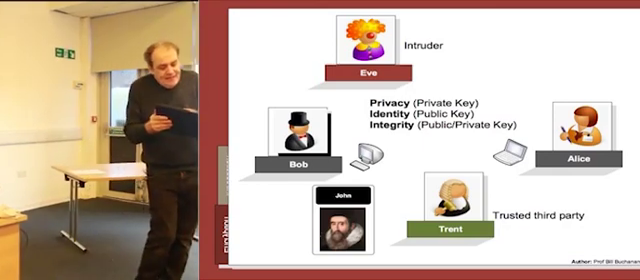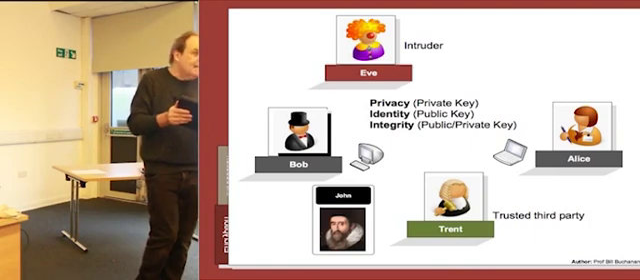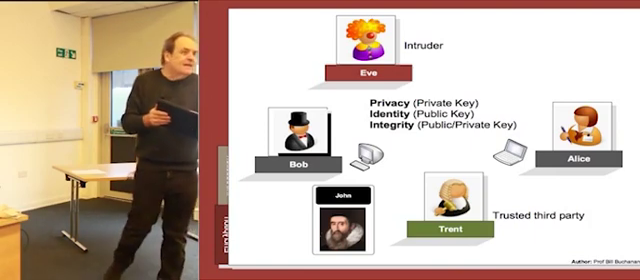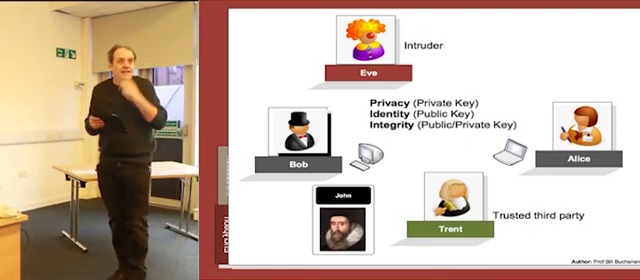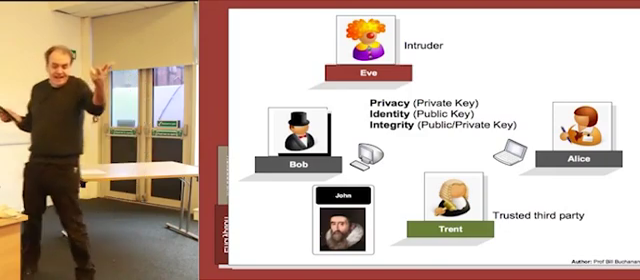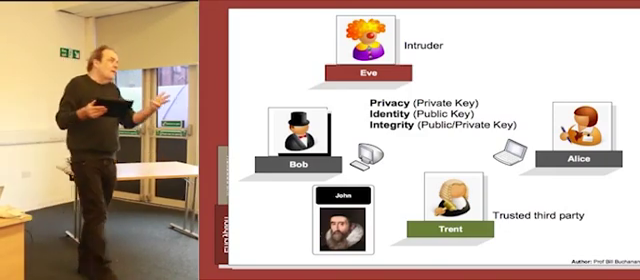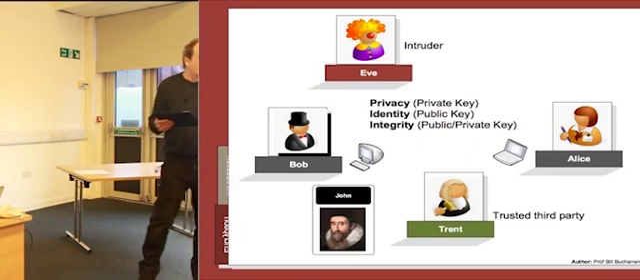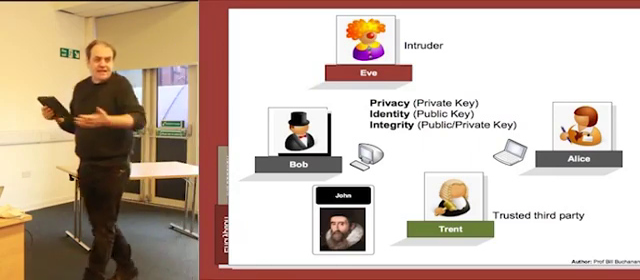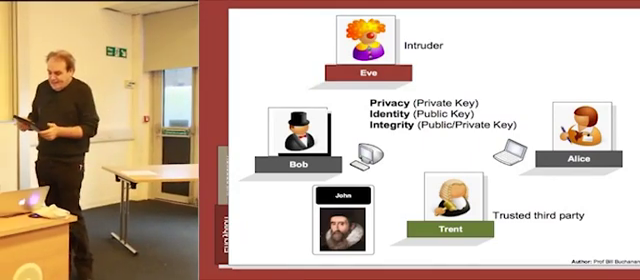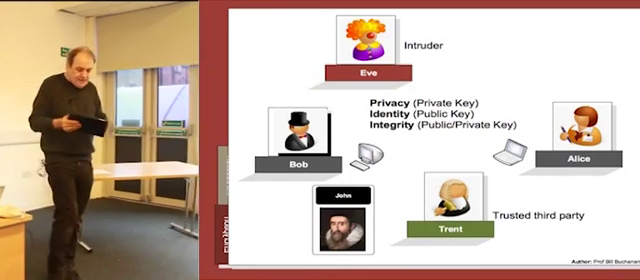So what we really need is to make sure that we have privacy, we have identity, and we also have integrity. So you can call it CIA, AAA, or whatever. But we need to create systems that are secure, authenticated, and can be verified.